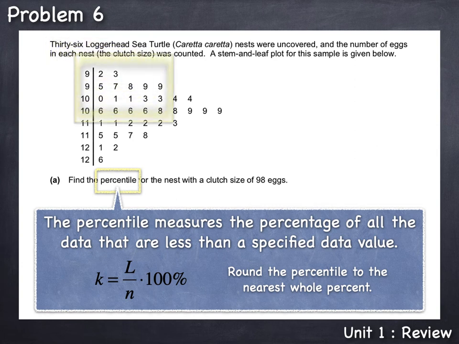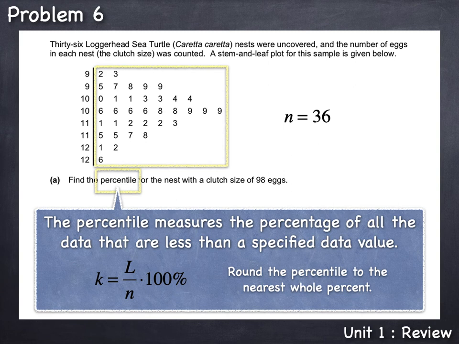So you can count each of the leaves in the stem and leaf plot. That is, each of the digits that are displayed to the right of the vertical line represents a particular data value. So if we were to count each of these digits, you would indeed see that N equals 36 total nests were in this sample.